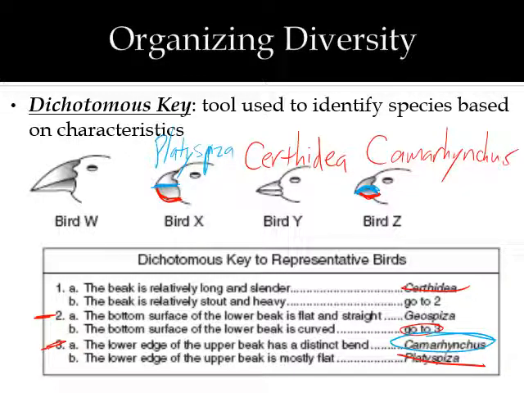And we could go through the rest of them, but we've done 3 of 4 options, which means our big guy over on the side is Geospiza. And that is one of the most common of Darwin's finches.